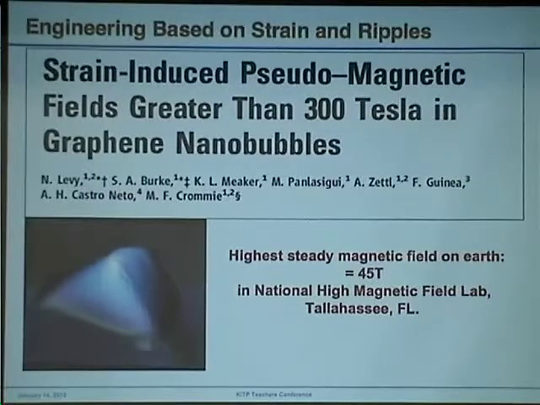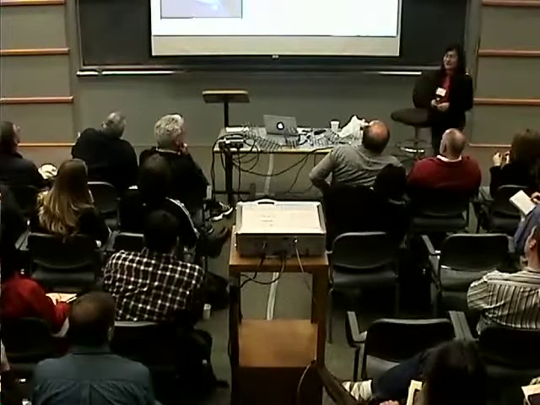But it's not saying that you can levitate something by putting it above this bubble. It's only the effect on the electrons inside graphene. They are under the equivalent influence of 300 Tesla.